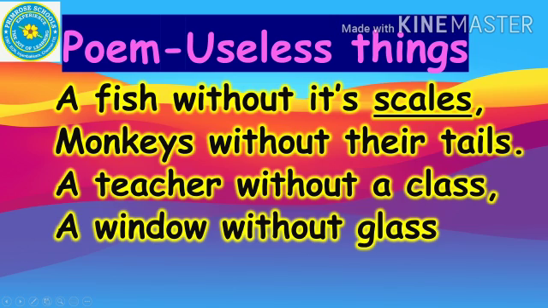Next, a window without glass. So the poet thinks a window without a glass is useless because all the breeze from outside will enter into the house. Isn't it, children?